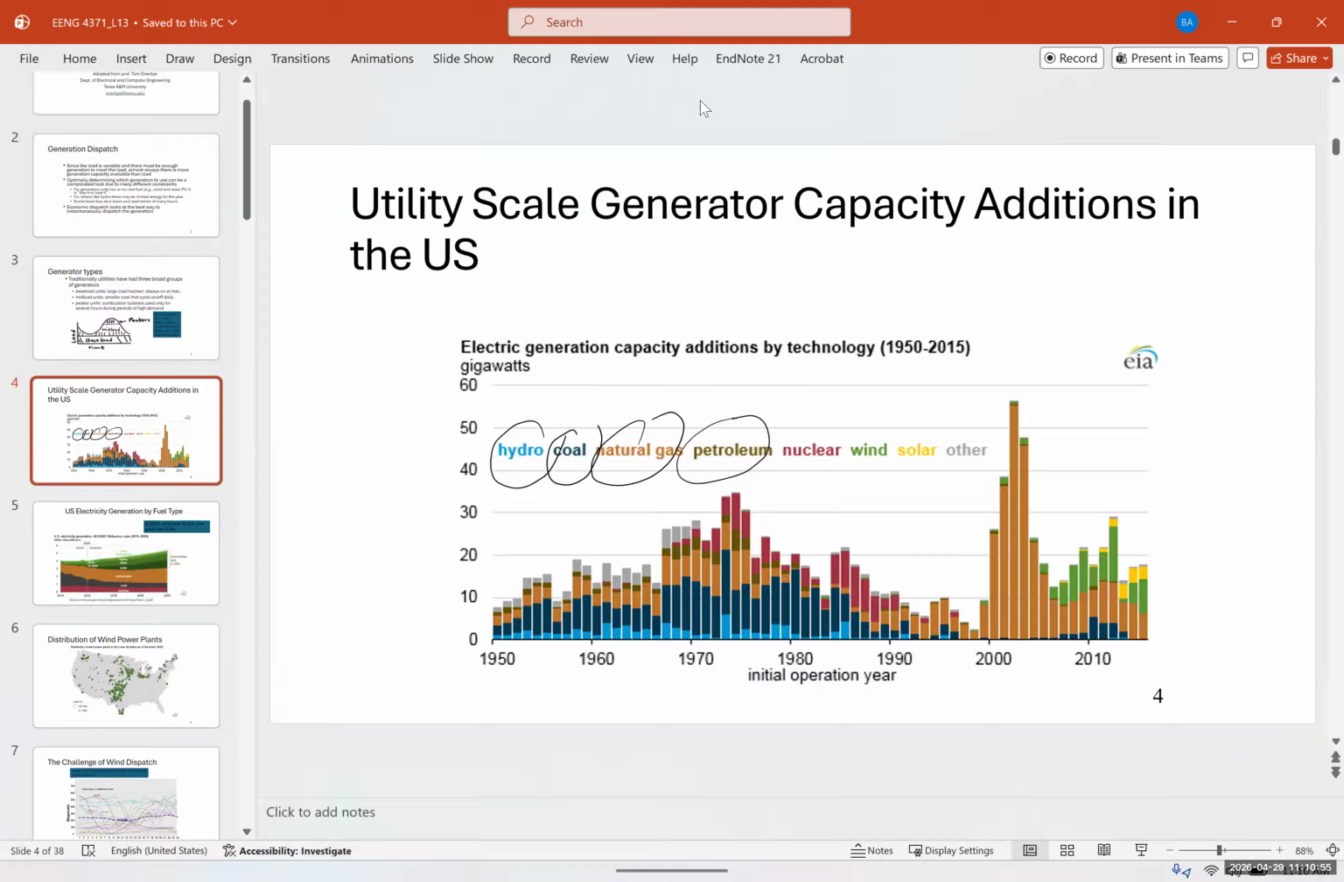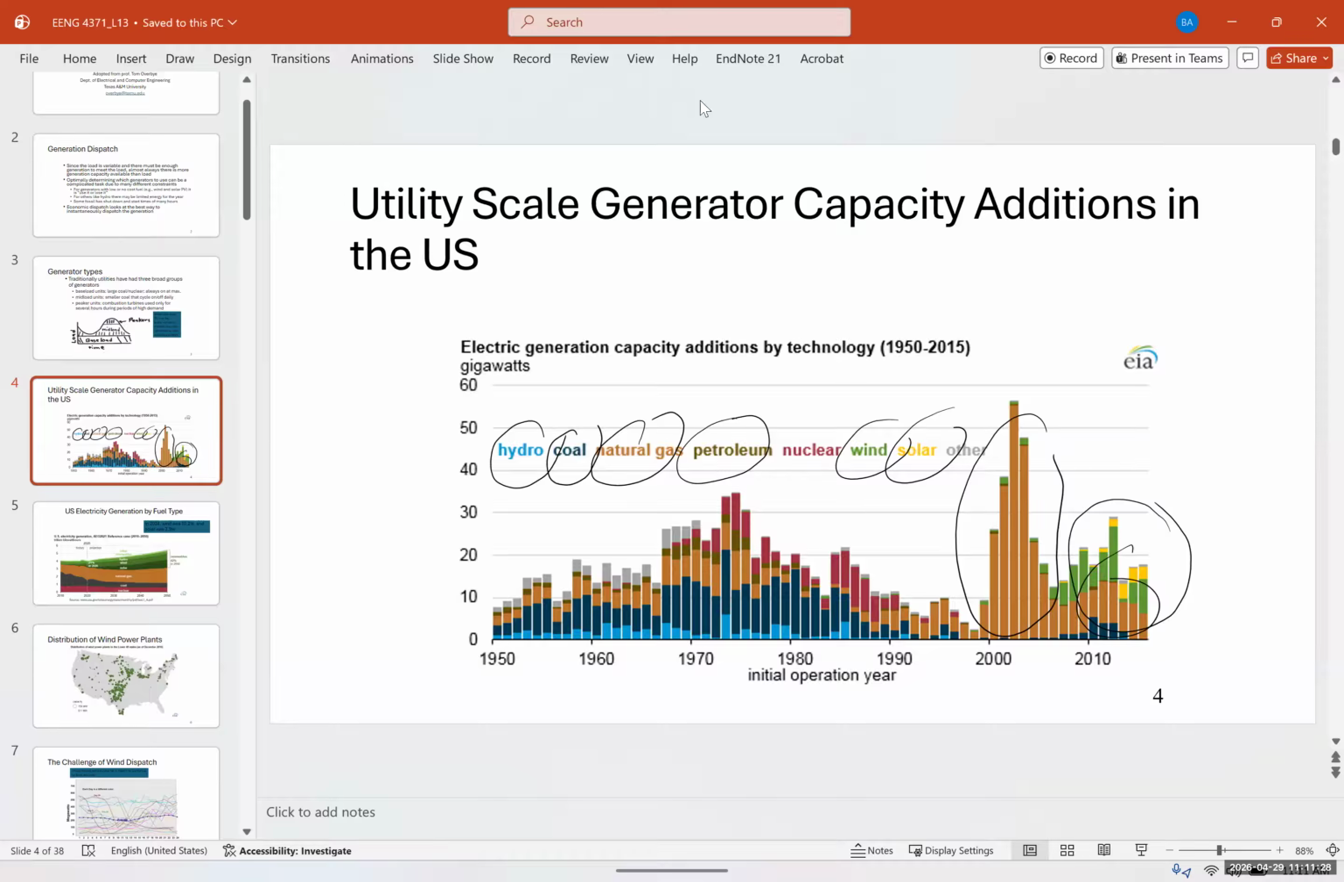But in recent years, it has shifted. Now, you can see that coal was mainly replaced by natural gas in the 2000s, and the share of renewables like wind and solar has significantly increased in the past decade. So the vast majority of new capacity being added to the grid is now from wind and solar.